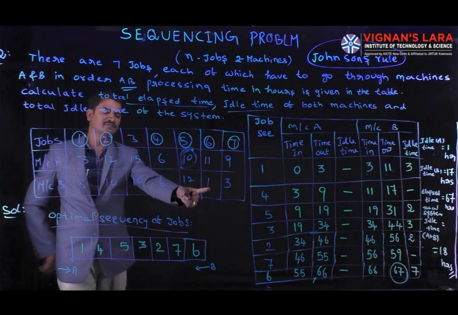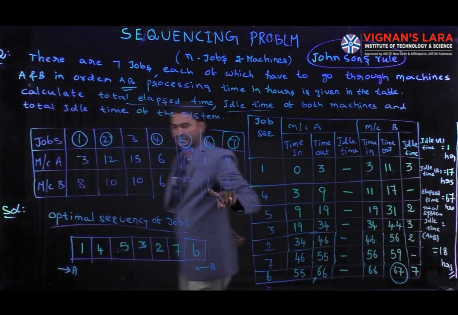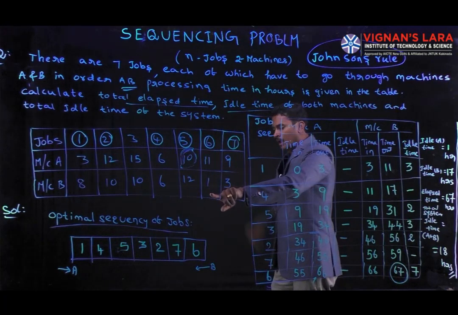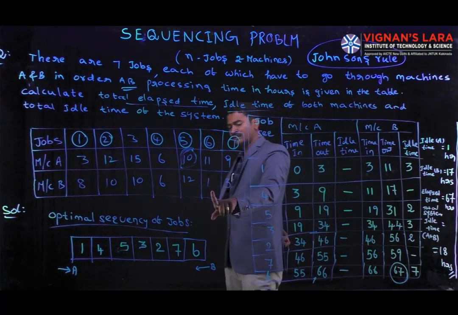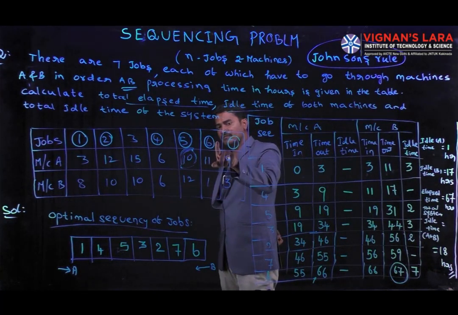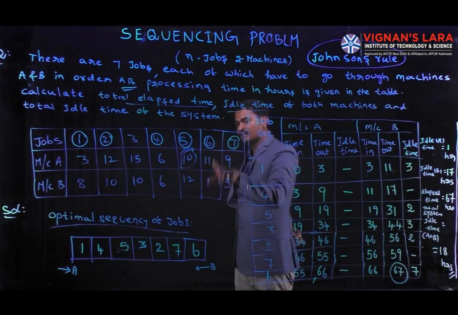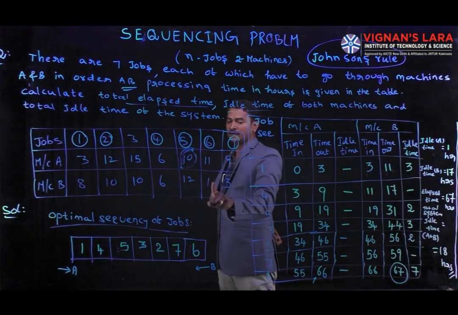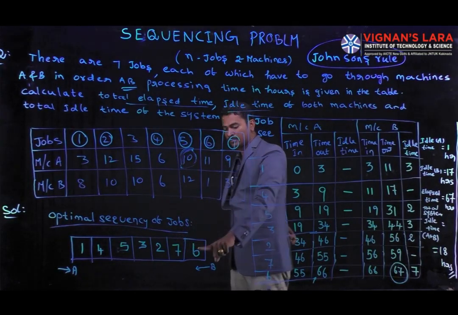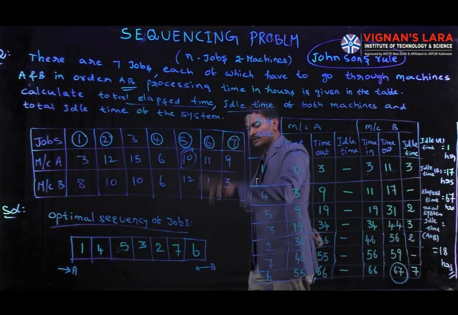Here we have taken this value, and we are starting the sequence. This minimum time is at the 6th job. So I am going to place 6 in this sequence. We are going to place 6 here, since the minimum time is at B. So I am going to start here. So I would like to take 6 here.